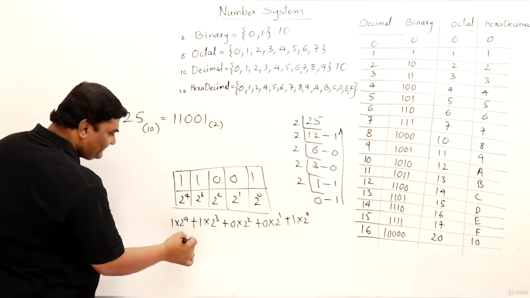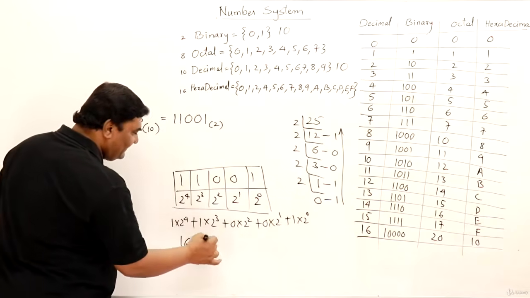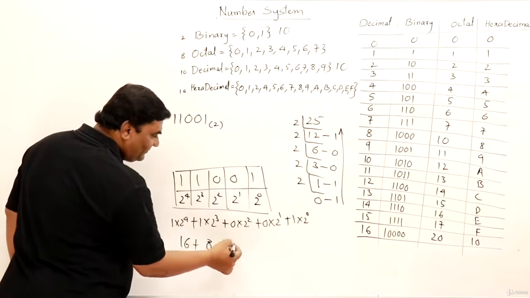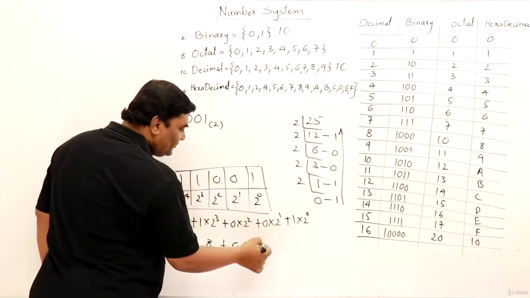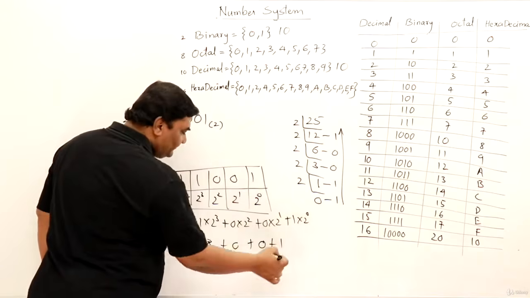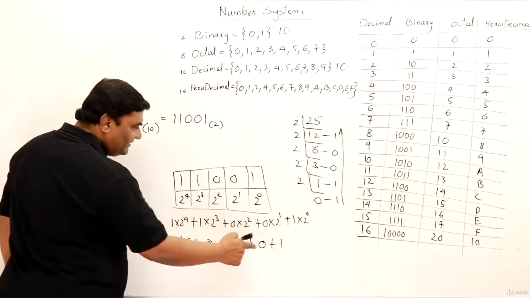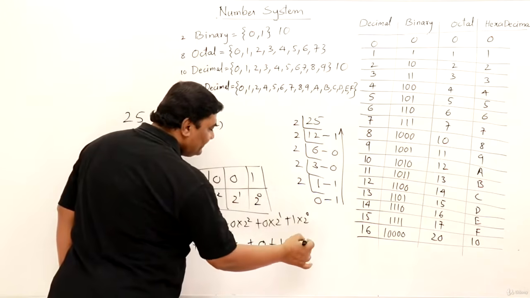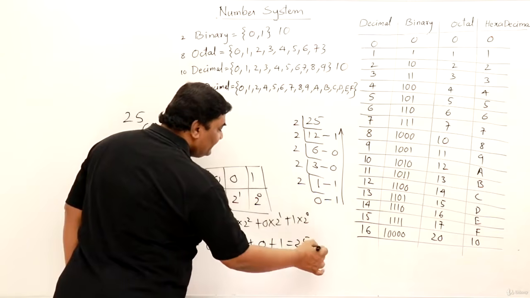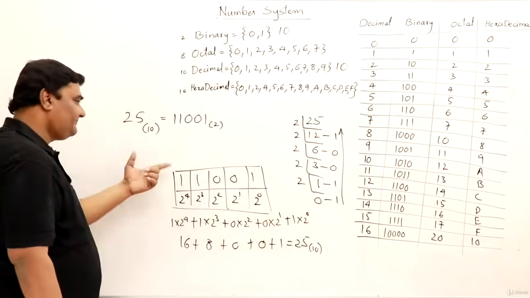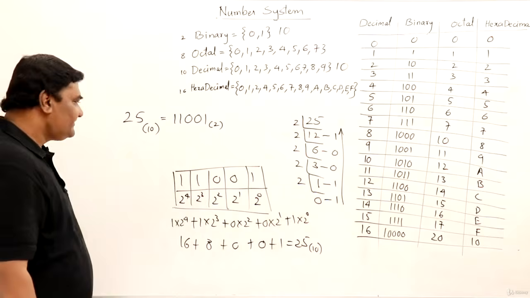This is how much? 16, plus this is how much? 8, plus this is how much? 0 multiplied by anything is 0 only. 0 multiplied by anything is 0. This is 1. So how much is this? 24 plus 1. So this is 25. So we got 25 in the decimal number system. This is how the conversion is done.